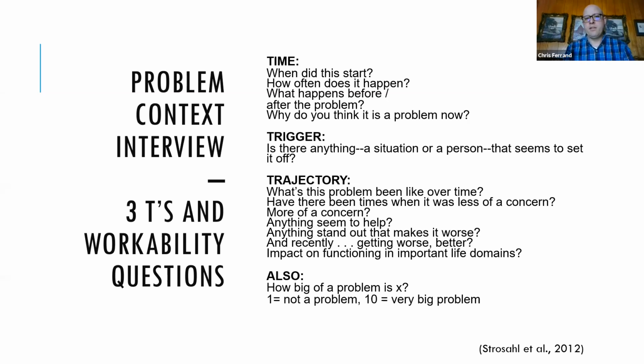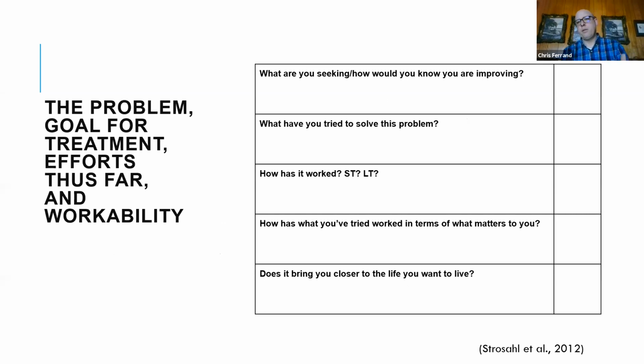And then the life context interview is workability first. But the life context interview is going to tell you a little bit about how it's impacted their life in different domains. So what are they seeking and how would they know they're improving? So this is going to tell you the control agenda. They want it to be gone, the feelings to be gone a lot of times. And what have you tried to solve this? And how has it worked?